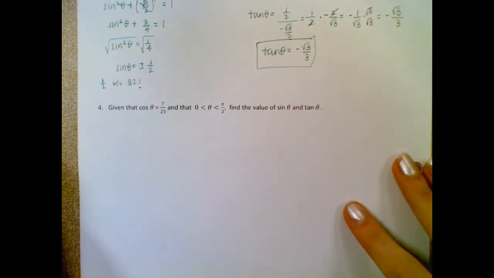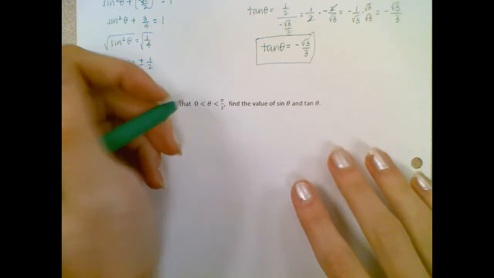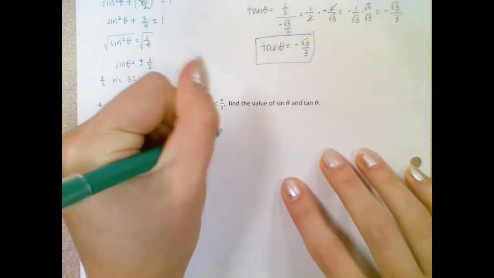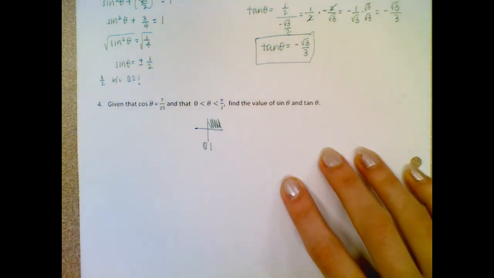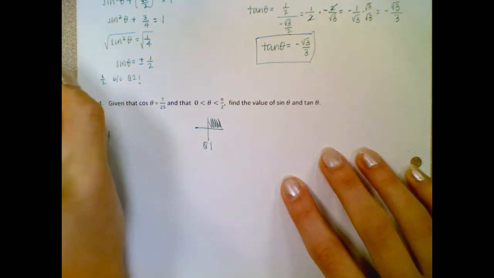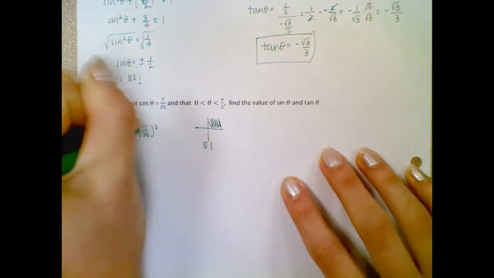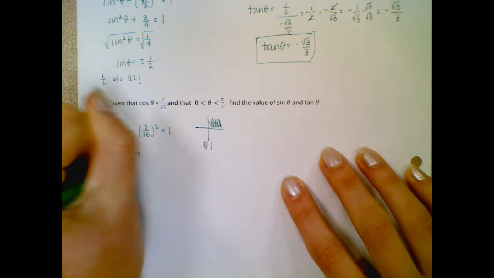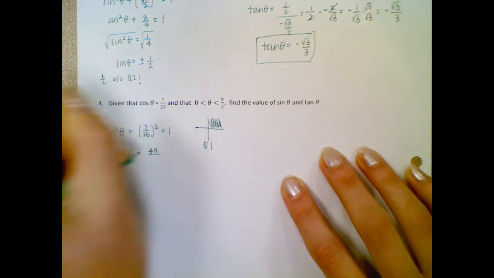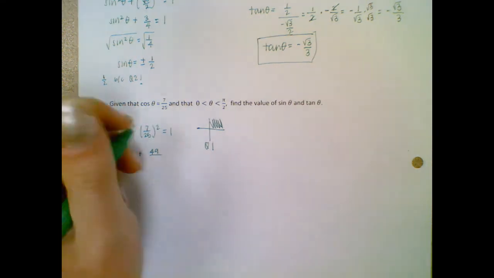All right, last problem. Let's see. Given that cosine is 7 over 25 and that theta is in between 0 and pi over 2, find the value of sine and tangent. So here's 0, here's pi over 2. We are in quadrant 1 in this problem. Okay? So I get sine squared theta plus 7 over 25 squared equals 1. So sine squared theta plus 49 over, what is 25 squared?